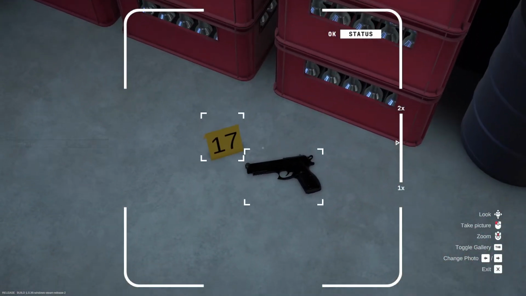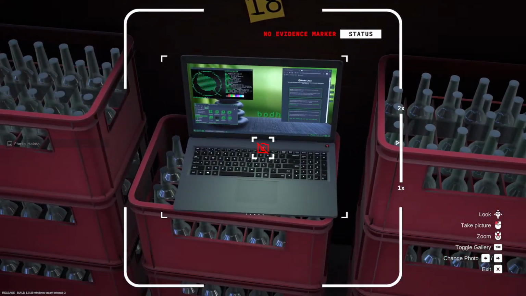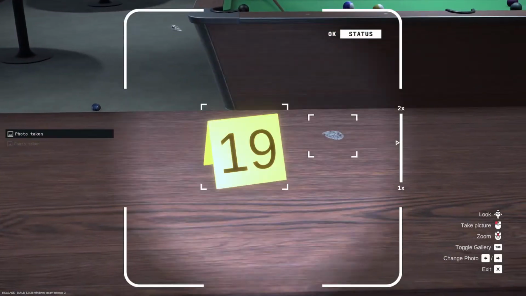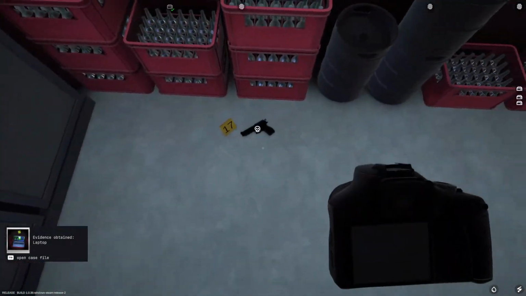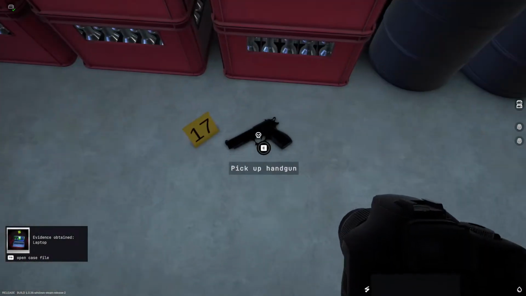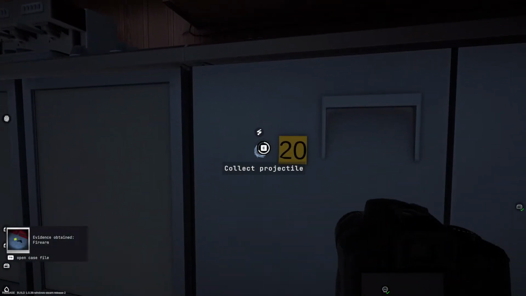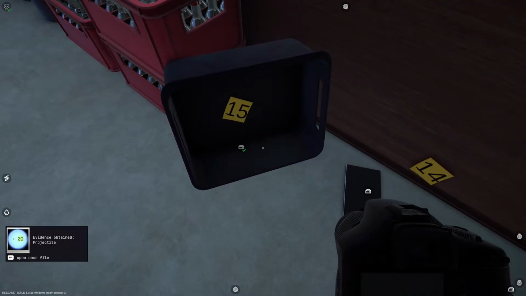I'm assuming this is the bar owner's gun. Alright, let's get that laptop. Let's get that gun. Let's go ahead and get the projectile. We'll grab these phones.